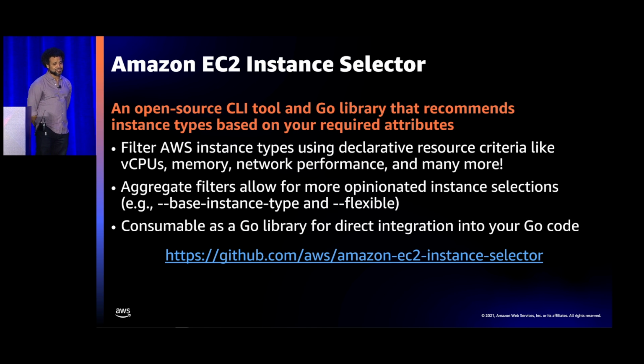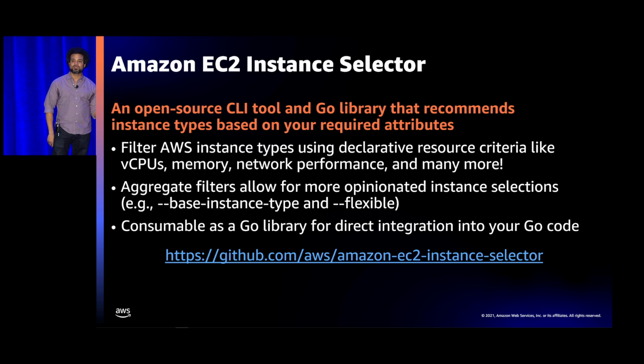And then the third is the EC2 Instance Selector. This is an open source CLI tool. It's very similar to the Instance Discovery tool, but it's open source, so you get the additional flexibility that comes with that. And we have the GitHub link below. But if you Google Amazon EC2 Instance Selector, it should come right up, and you should be able to find it and download it and get hands-on with it. So something else to consider as well.